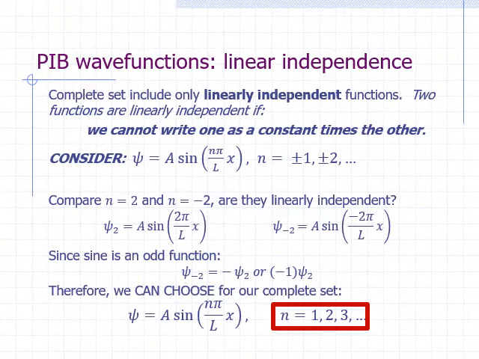We don't have to. There is nothing wrong with choosing only those wave functions for which n is a negative integer. In fact, we can mix and match if we want. It's just convenient to choose positive integers for quantum number n in this particular case.